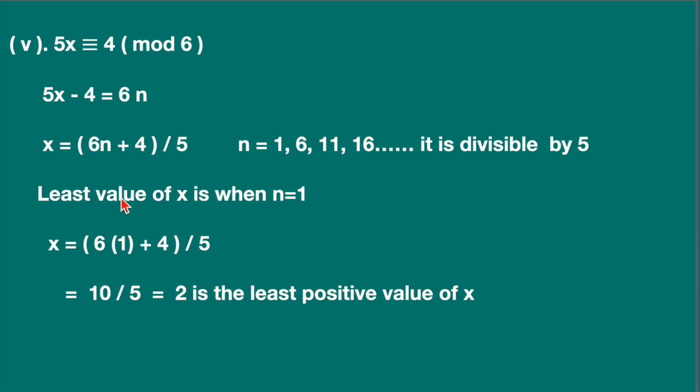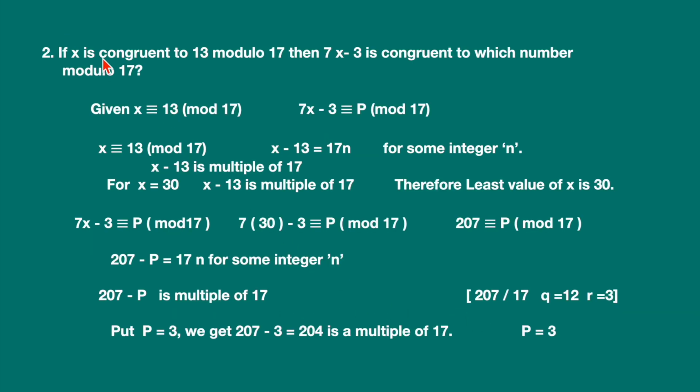Okay, so that means the least value of x is when n is equal to 1. If you put other values like this, you will get higher values of x only, but they are asking the least value of x. So when n is equal to 1, x is equal to 2 is the least positive value of x. Question 2.